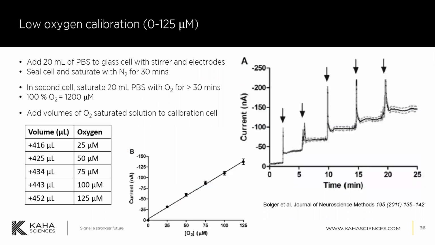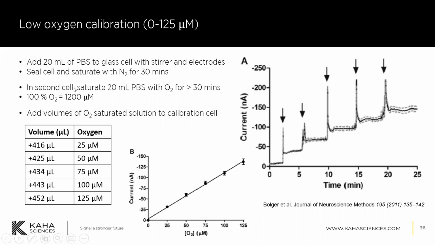The alternative is to do a multi-point calibration using just different mixtures of the PBS. And the way to achieve this is to take a known volume of PBS, in this case 20 mils, and add it to a glass cell with stirrer and electrodes, and we seal that container and saturate the solution with nitrogen for 30 minutes to drive out all of the oxygen.